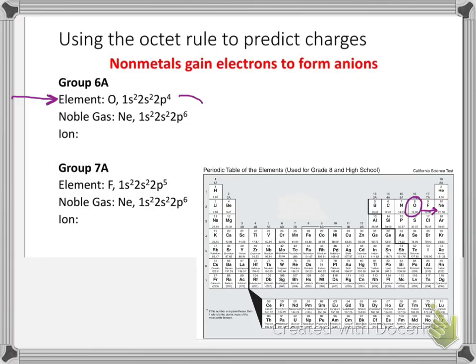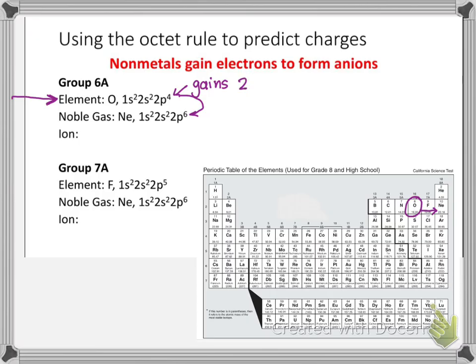Now, if you compare these two, oxygen has 4 in its p. If I added 2, that would be 6. And so then if I change that to 6, I now see that that would look the same as neon. It has 4, but if I add 2 more, it's going to have 6. So that is what it does.